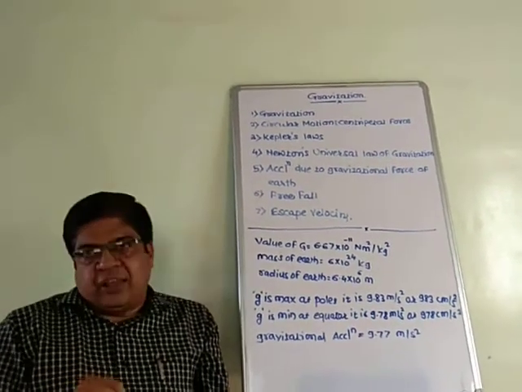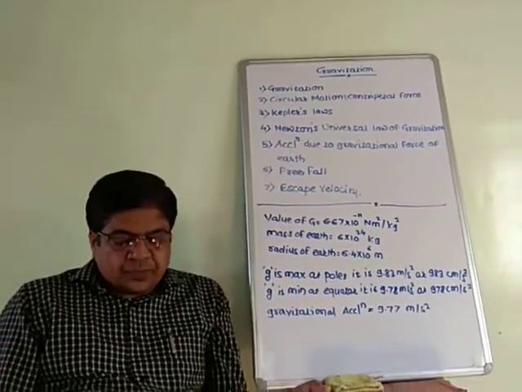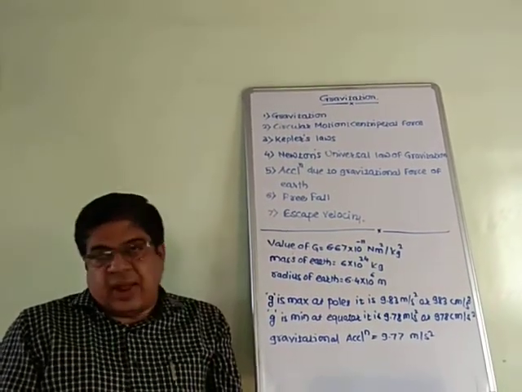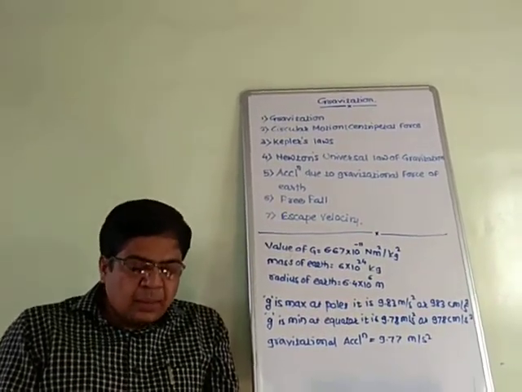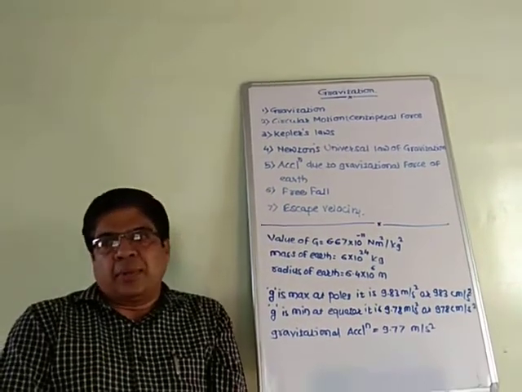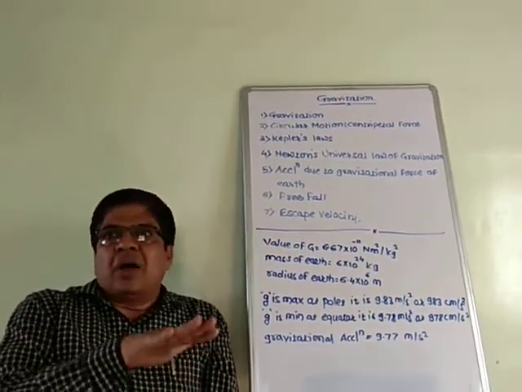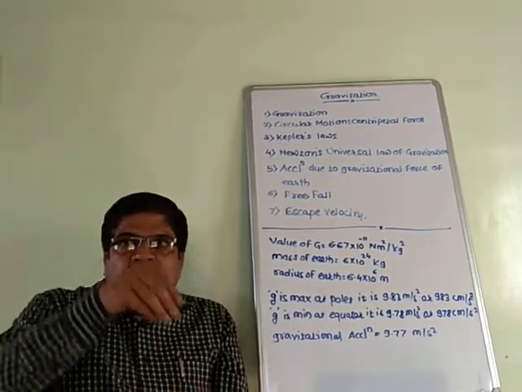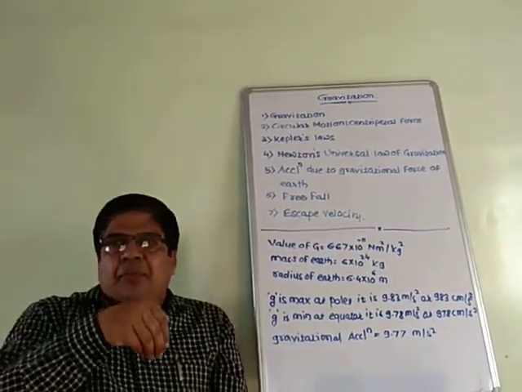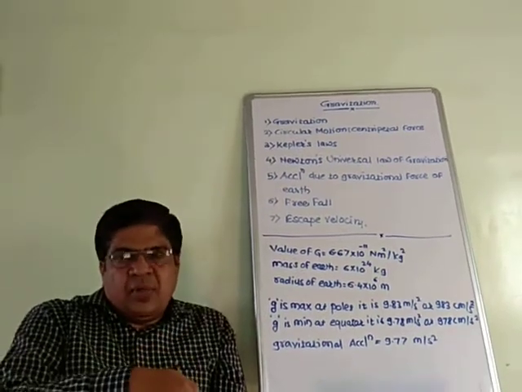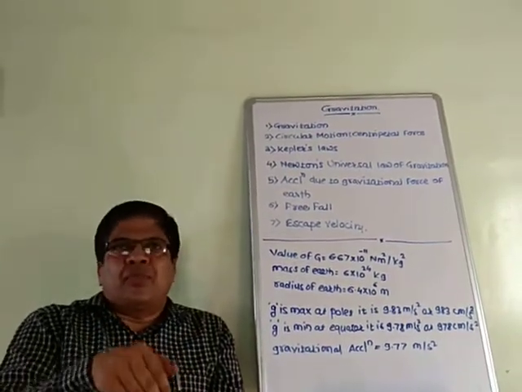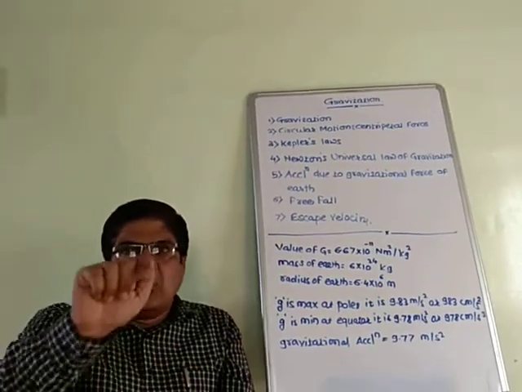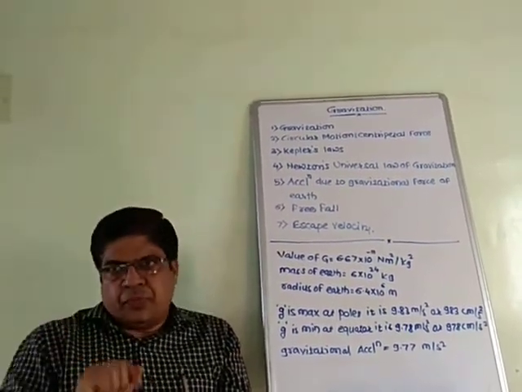Any object continues to remain at rest or in a state of uniform motion along a straight line unless an external unbalanced force acts on it. That means any object remains at rest till an external unbalanced force is applied on it. When an external unbalanced force is applied on any object, it moves in a straight line. This is Newton's first law of motion.